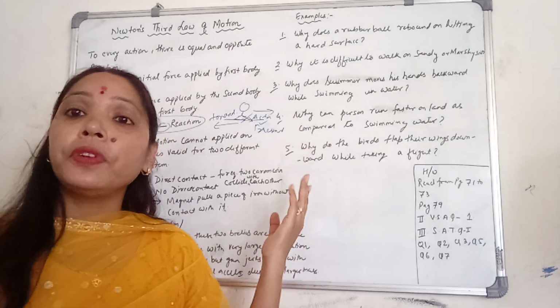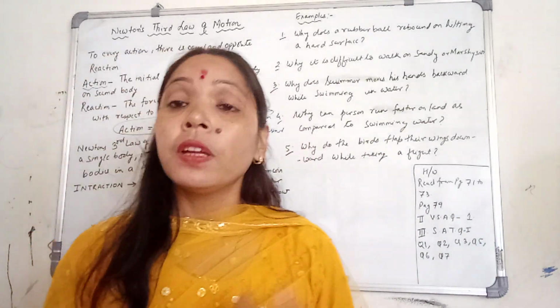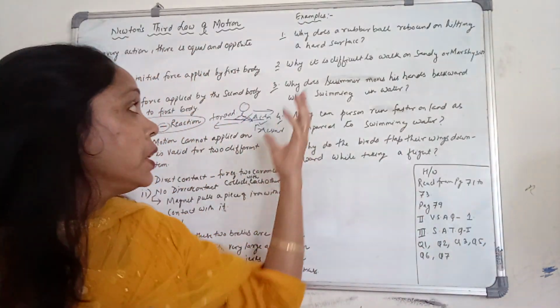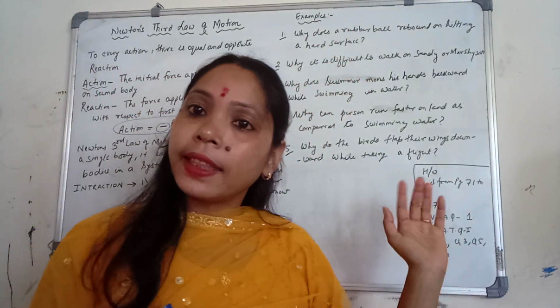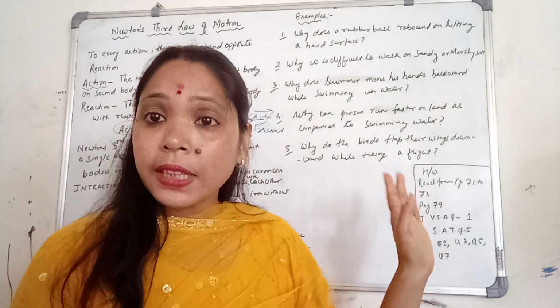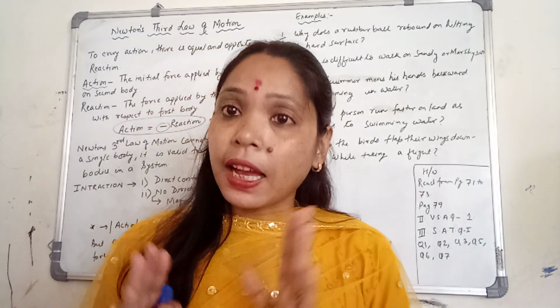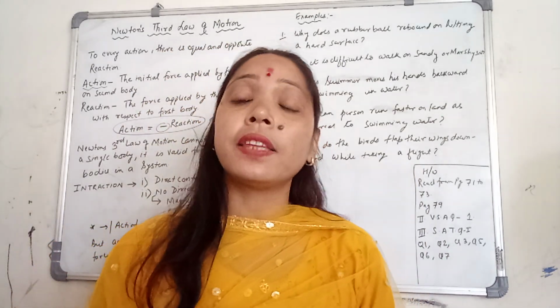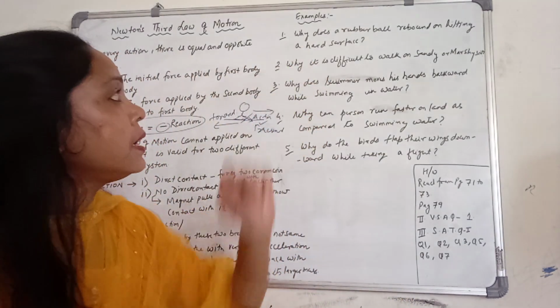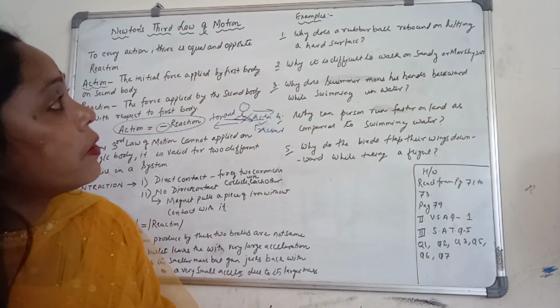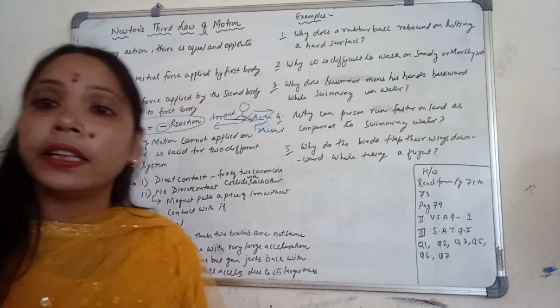Now with the help of Newton's third law of motion, we are able to give the answers to some questions. And these questions are considered as examples of Newton's third law of motion. Let's see the first example. Why does a rubber ball rebound on hitting a hard surface?